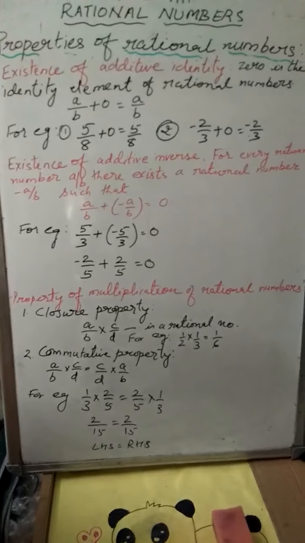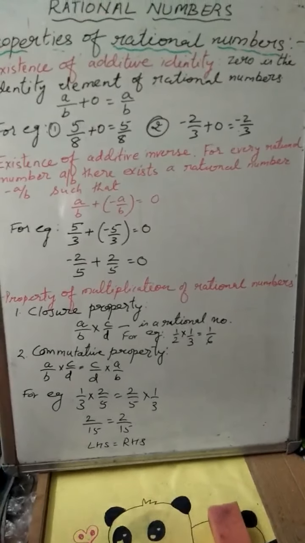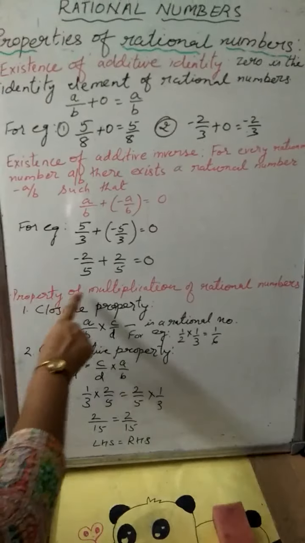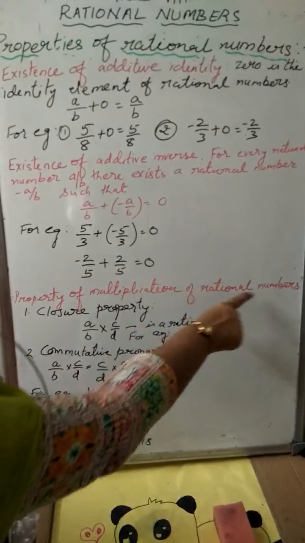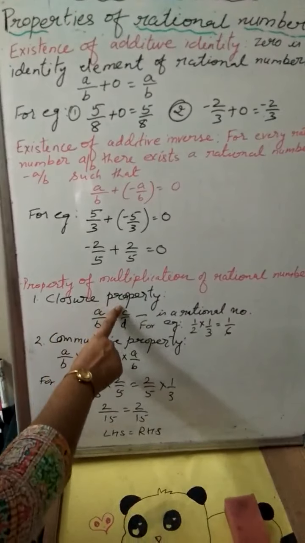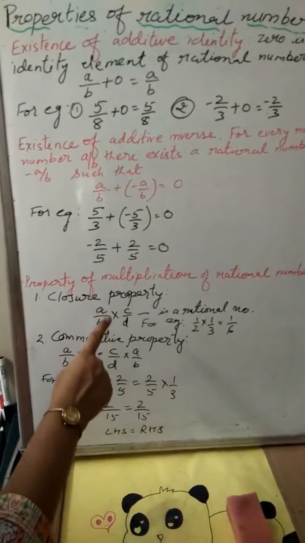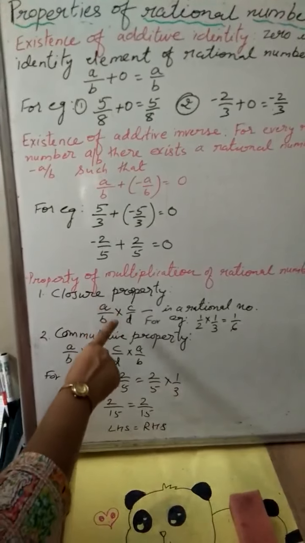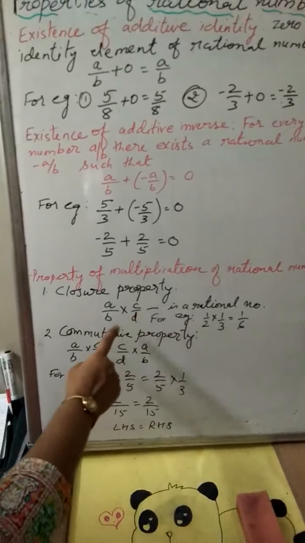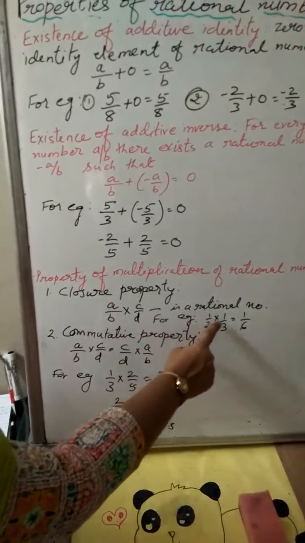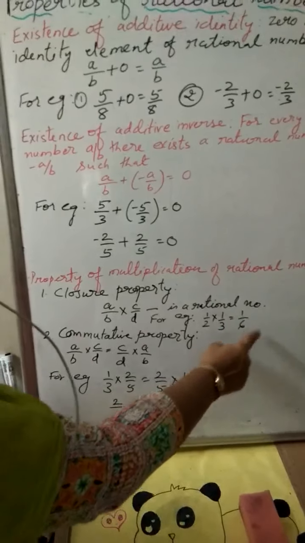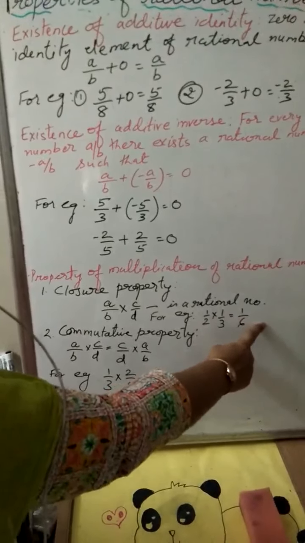Now we have discussed the properties of rational numbers for addition and subtraction. Now we are going to discuss properties of multiplication of rational numbers. Number 1, closure property. For any two rational numbers, when you multiply them, the result will be a rational number. For example, 1 by 2 into 1 by 3 is equal to 1 by 6. So 1 by 6 is also a rational number.